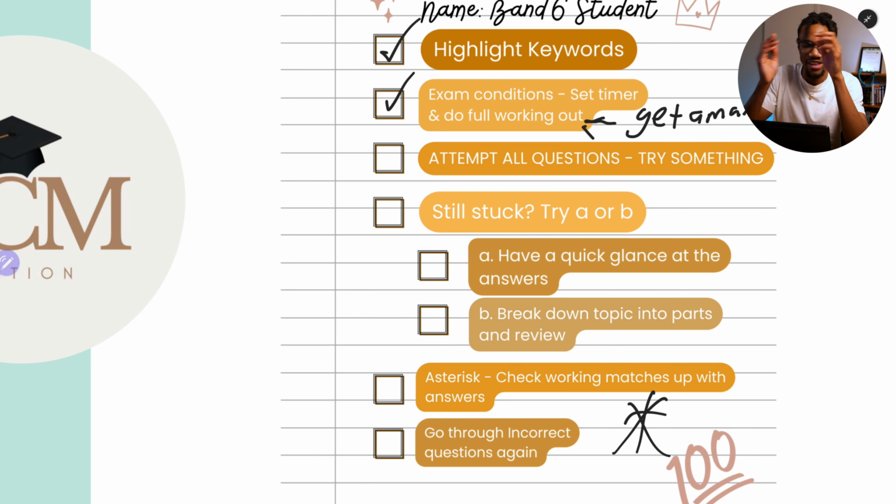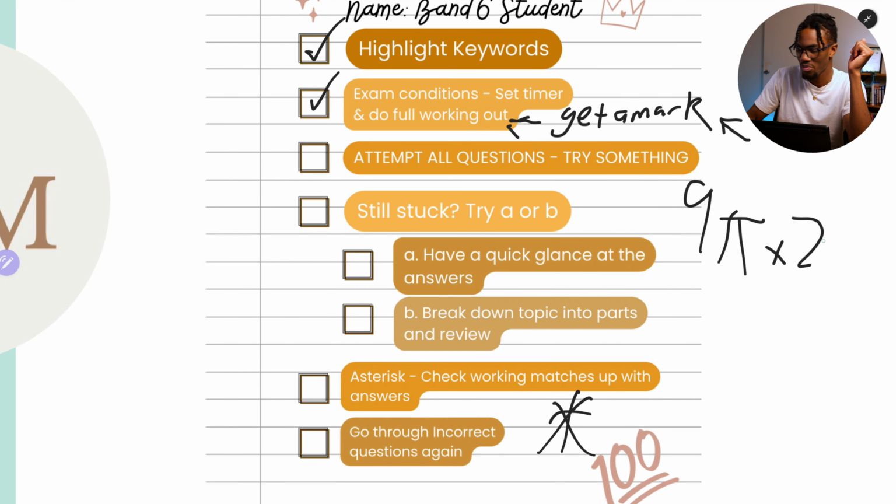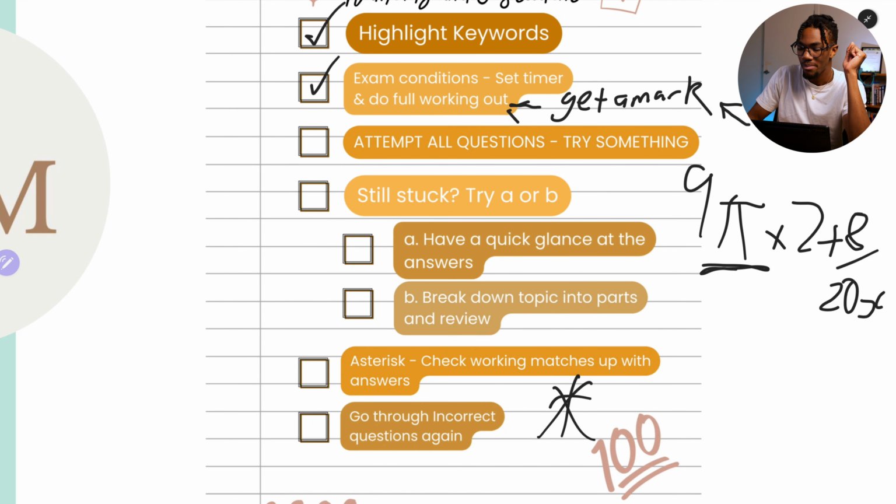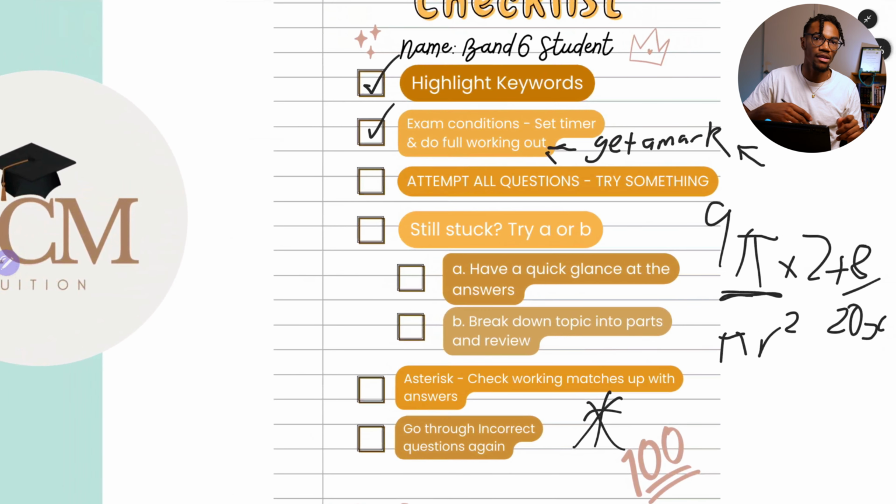And not only that, let's say you're doing a random HSC question, and you write some random thing. Let's say you write 9 pi times 2 plus 8 over 20x. Let's say you just wrote that randomly on the page. Maybe it makes you think differently about the question. Maybe you think about pi and how you can use that. Maybe you have to use the area formula. There is always something you can do to get a mark in a question. And leaving a question blank is such a waste of potential, such a waste of marks.